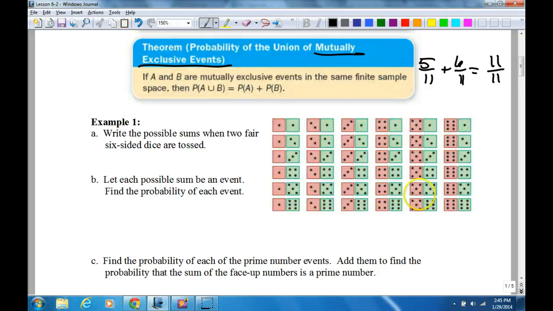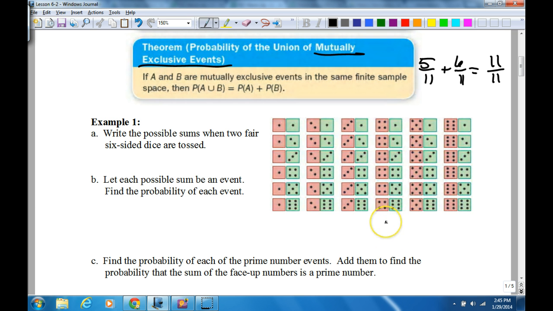Okay, and it already did that for us in this picture. They have the red dice and the green dice, and these are all the possibilities. And how many possibilities total do we have? 36 total possibilities. And it says, let each possible sum be an event. Find the probability of each event.